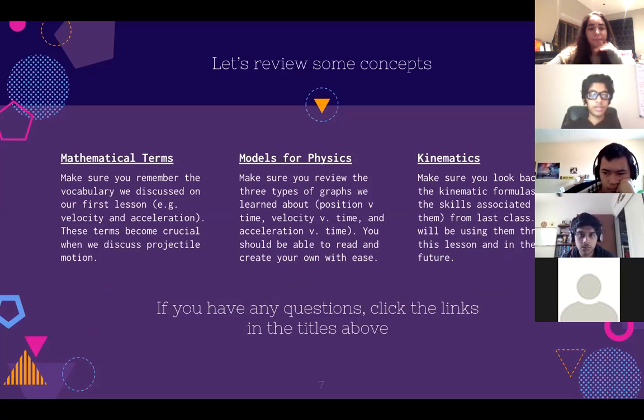And so the last thing we're doing in review is reviewing the concepts. So we have our mathematical terms, which Mark went over earlier, including velocity, acceleration, and their definitions. We talked a little bit about the models for physics. So these were the graphs. And we didn't get too much practice with the graphs, but I think we've posted some problems in AP Classroom.